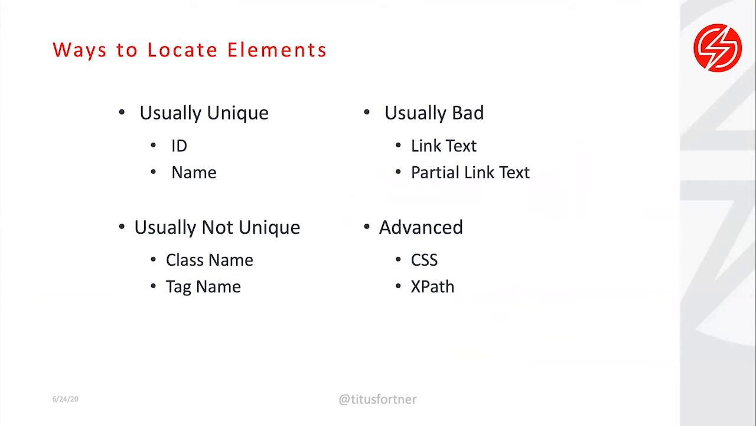IDs are usually good. Name can often be good in a form, unless it's like radio buttons where the names are all the same for all the radio buttons to group them. Usually not unique are things like class name or tag name. I don't recommend using the text of an element to locate it, because it is typically more brittle than other ways to locate it.